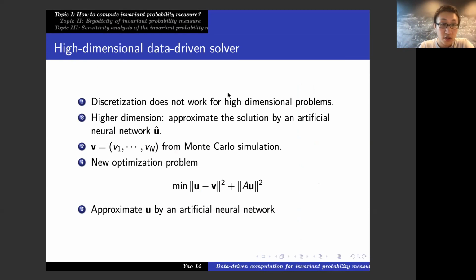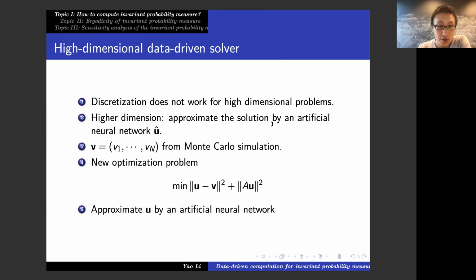So we know that the discretization does not work in high dimension. So in high dimension, let's just find an artificial neural network to approximate. If you want to do this, then you have to set up a loss function, which means you should set up an optimization problem. So how do you do it?